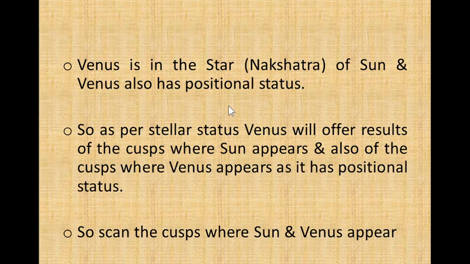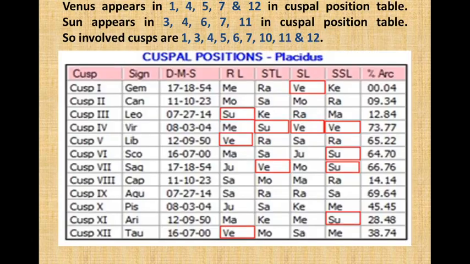So as per stellar status, Venus will offer results of the cusp where Sun appears and also of the cusp where Venus appears, as it has positional status. So scan the cusp where Sun and Venus appear. Venus appears in 1, 4, 7 and 12, and Sun appears in 3, 4, 6, 7 and 11. So the total cusps that are involved are 1, 3, 4, 5, 6, 7, 10, 11 and 12.